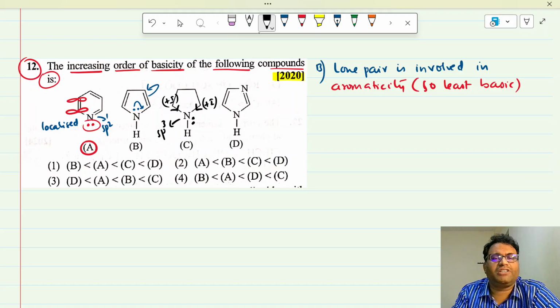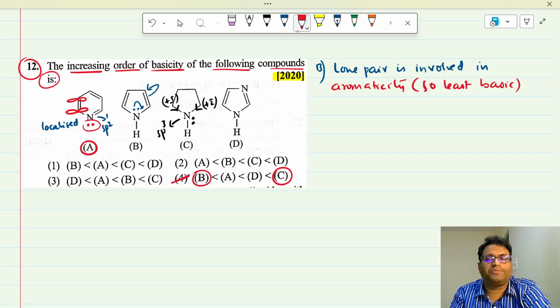So highest basic is C and least basic is B. You can find it in the third option. Highest basic is C, and least basic is B. So you will have the fourth option.